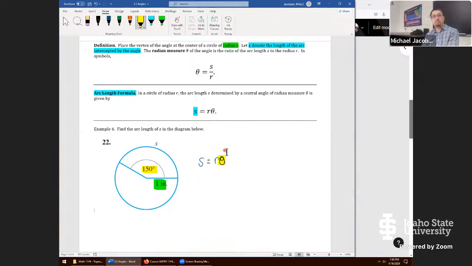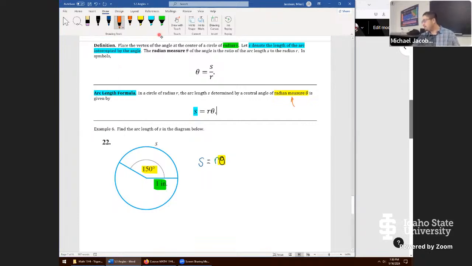Exactly. That's kind of the reason I brought this problem to class today. Not that we'll be calculating arc length over and over again. It's a reminder that once we start defining radian measurement, it's used everywhere in even simple formulas like this. It says in a circle of radius r, arc length s is determined by the central angle of radian measure theta. It's given by that formula. In other words, we have to be in radians if we're using this formula.